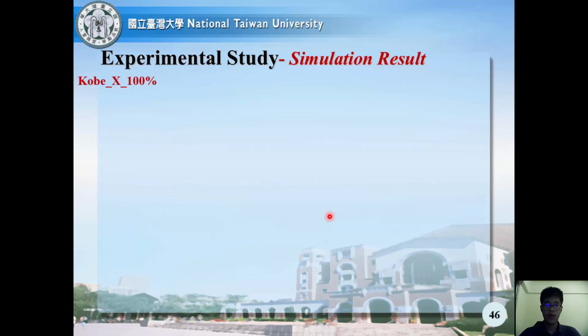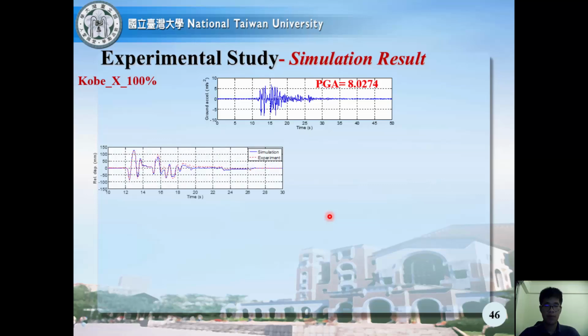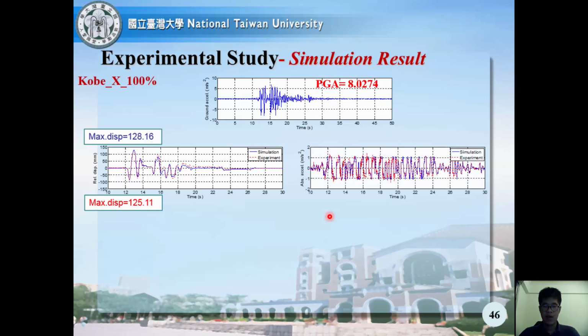So here I'm going to show our simulation result, using the friction coefficient equal to 8.17% and an inclination angle equal to 1.5 degrees. Here we see the result of our system under the Kobe earthquake, which is a unidirectional earthquake. First of all, the PGA of this earthquake is equal to 8.02 meters per second squared. And then this is the relative displacement response, and this is the acceleration response.